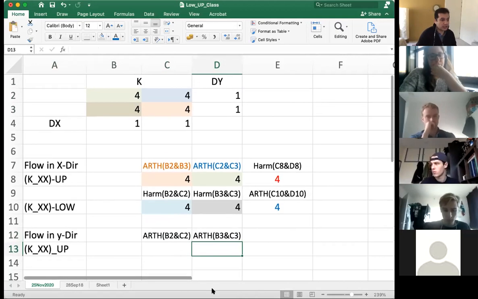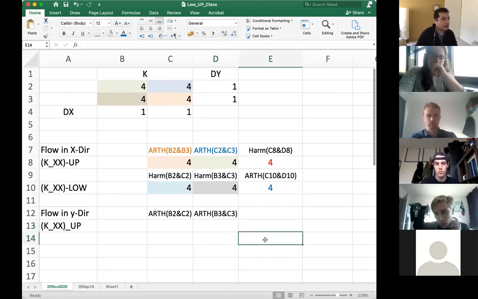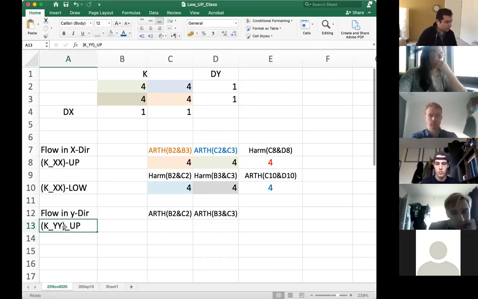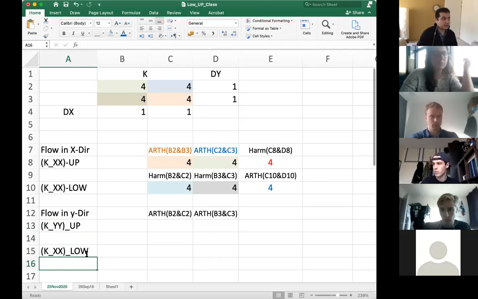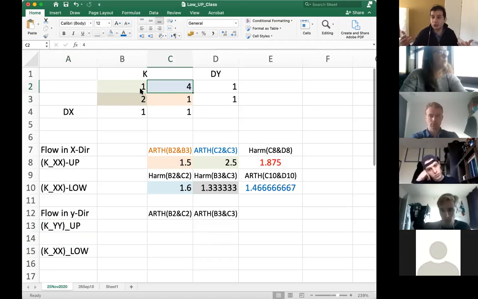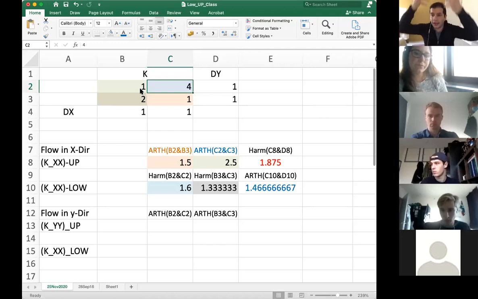If you do that practice yourself at home, and I would encourage you to, it would take you very little time. You will find that in general your KYY and KXX estimations can be really different, especially when you make it heterogeneous. You can see that the K estimation for X direction flow is different than the estimation for Y flow. So effective permeability in X is different than in Y. And that's exactly anisotropy, which means Kx is different than Ky. Flow in X might be easier than in Y.